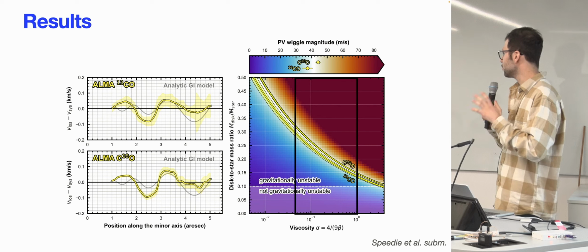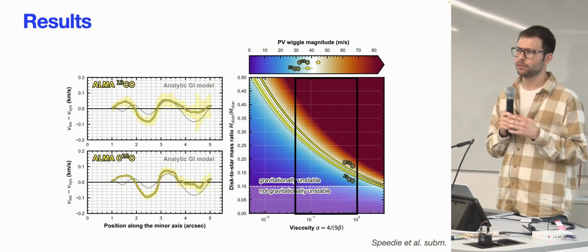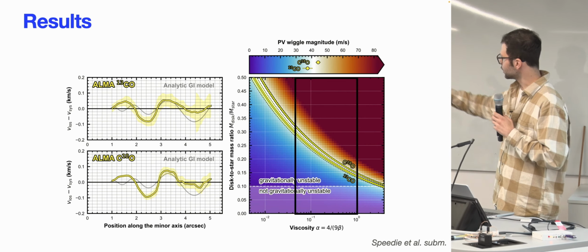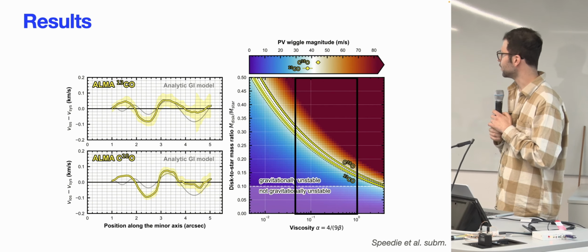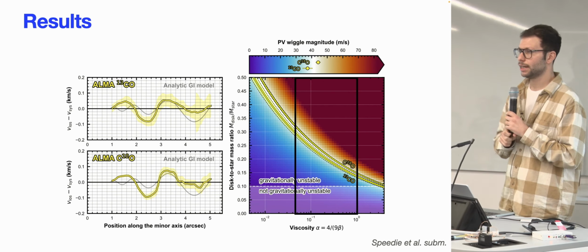And that the disk-to-star mass ratio must be smaller than 0.3, 0.4, because otherwise, I mean, the mass would be too high. And so this, let's say, is the range in which we think that the disk-to-star mass ratio and the alpha viscosity are for a binary.